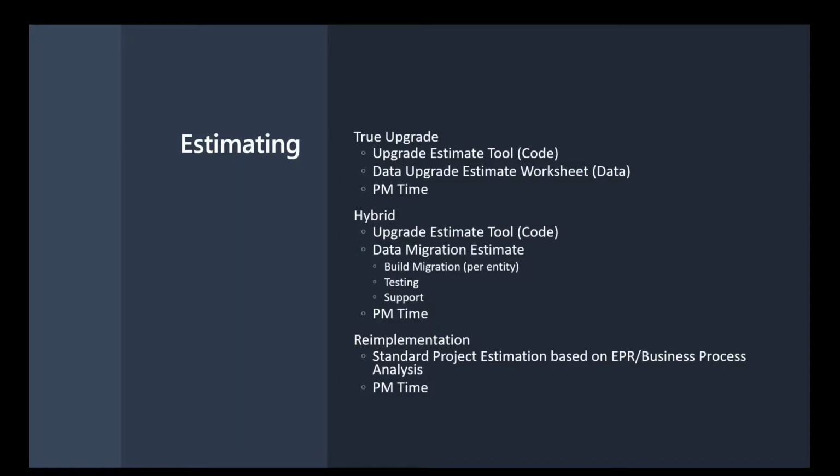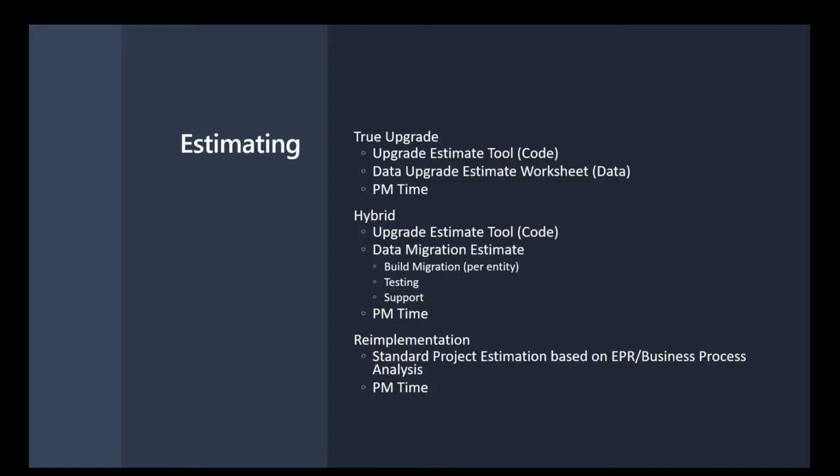And when we do a hybrid, obviously the data migration becomes another core component in here. We both have code, but then we also have the ability to move data now in a different fashion than just using a true upgrade, for example. So typically we're identifying that data migration estimate as well, which identifies the migration per entity that we look at, and the testing and support along with the project management time.